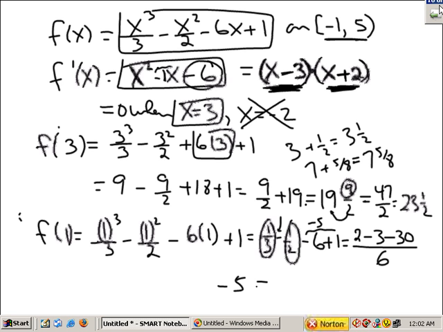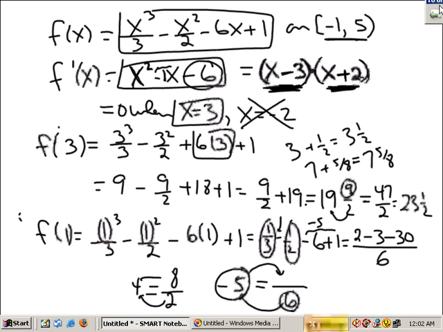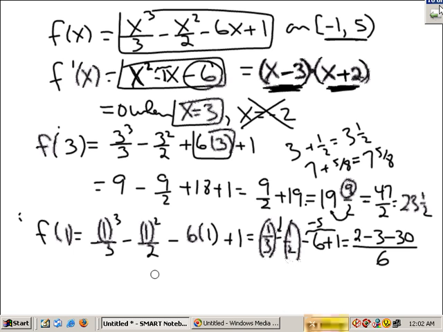Minus 5 is minus 30 over 6. If you want to write it with 6 on the bottom, well, this number times this number always equals the top number, meaning 8 over 2, for example, equals 4, because 2 times 4 is 8. So that number is 30. When we do that arithmetic, we'll have our answer: negative 31 over 6, a little bit below negative 5.